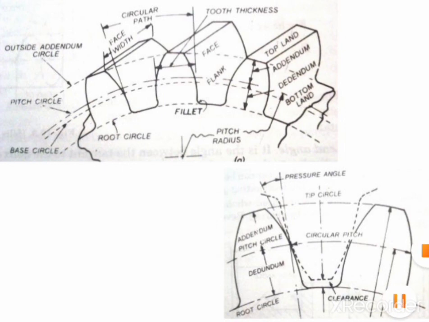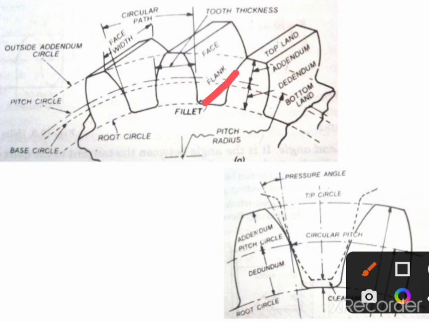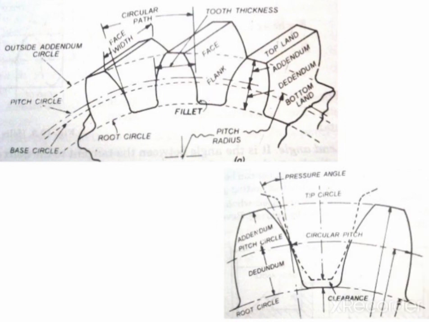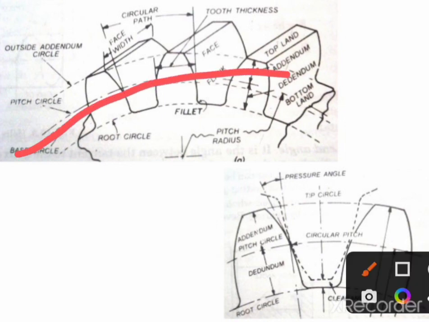Here we can see the flank. This flank of the tooth is the side surface of the tooth below the pitch circle, and it is perpendicular to the plane of the gear. Okay, it is below this pitch circle, and this face is above the pitch circle.